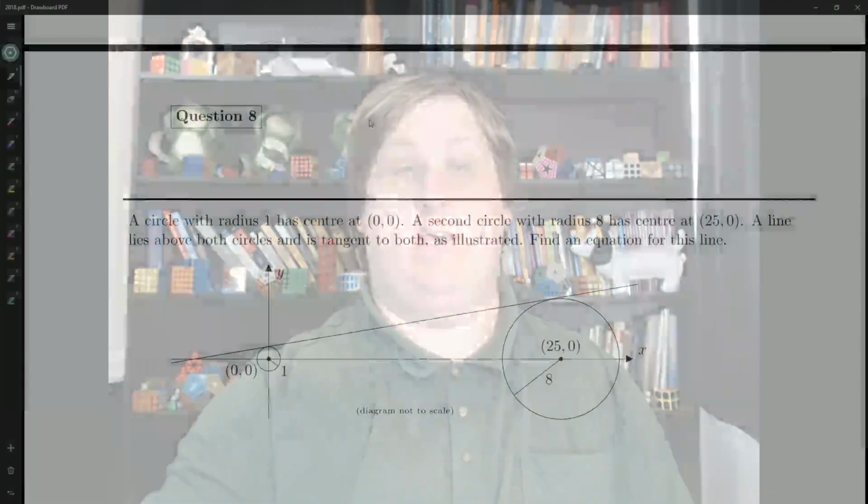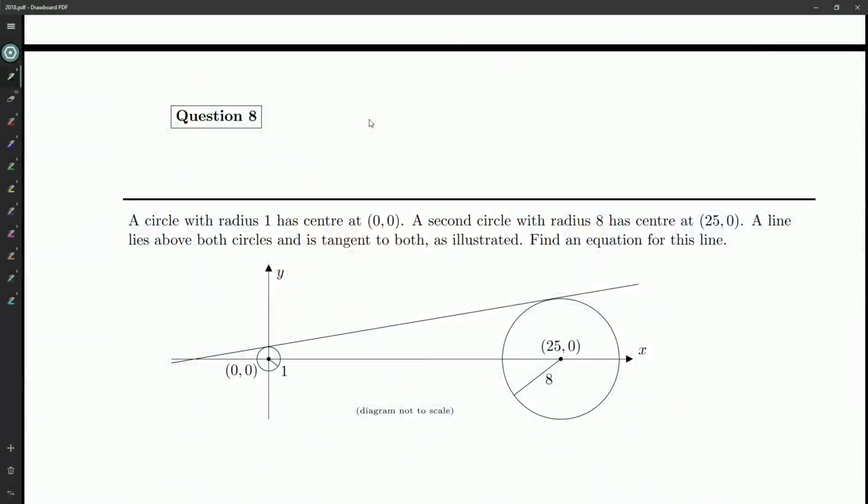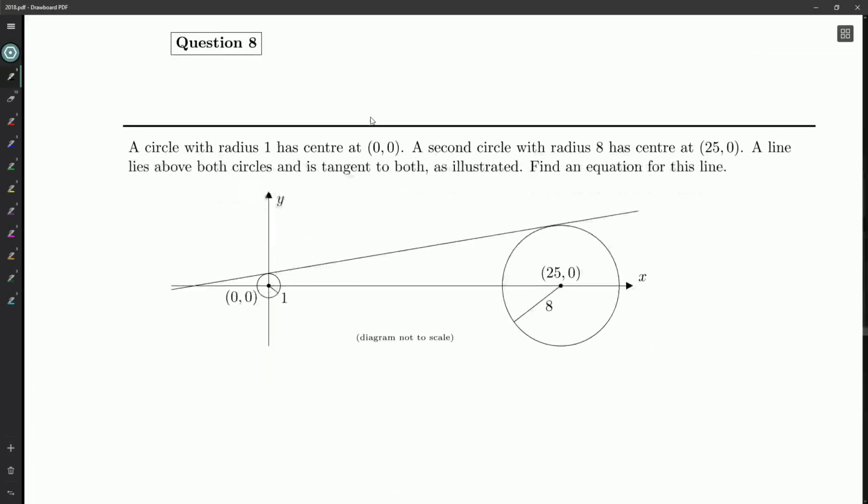We're looking now at question number 8 on our 2018 Manitoba Math Contest. So, question 8, we're getting towards the end, and what have we got? A circle with radius 1 has center the origin. A second circle with radius 8 has center at (25, 0). So just a little further down the x-axis, okay? So it's right over here. A line lies above both circles and is tangent to both, as illustrated. Find an equation for this line.